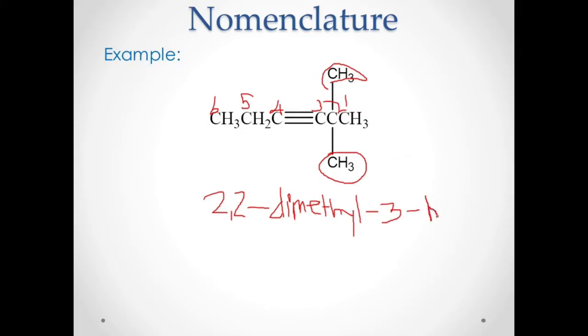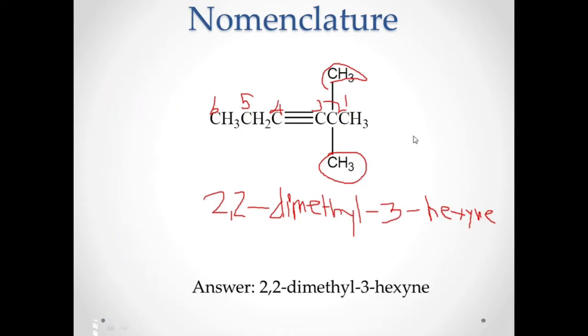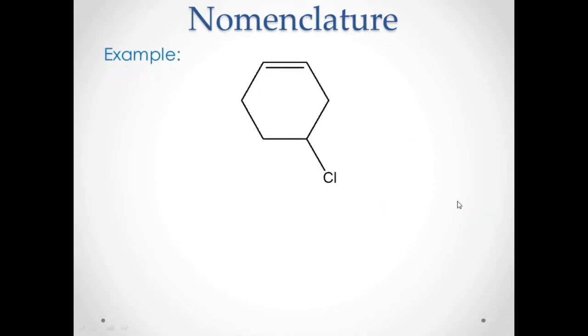So 3-hexyne. So this is now the name of this compound: 2,2-dimethyl-3-hexyne. The answer, 2,2-dimethyl-3-hexyne. Very good. So we have our next example.